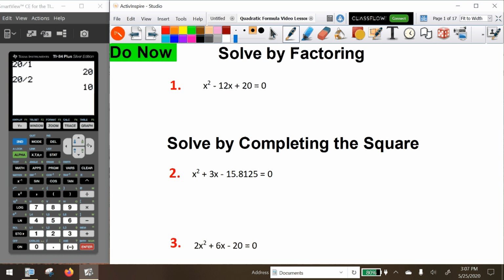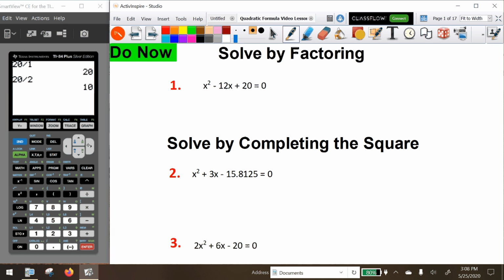Welcome back, Achievers. In this video, we're going to learn a new technique for solving quadratic equations called the quadratic formula. Before we get into that, let's do a little bit of a review of what we've already learned. So far, we've learned two techniques for solving quadratic equations.